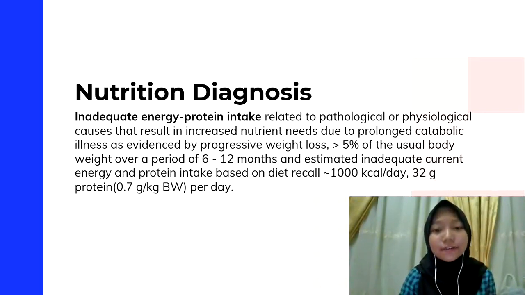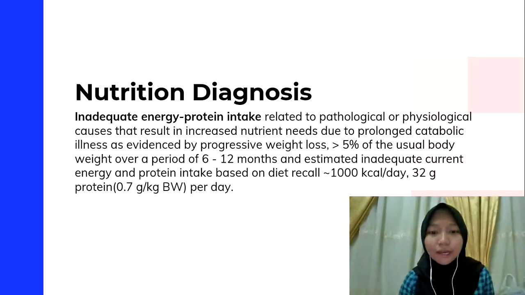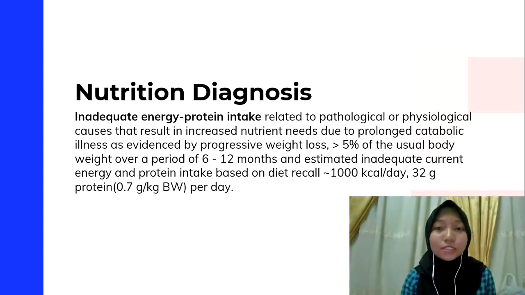And for the nutrition diagnosis, the patient has inadequate energy and protein intake related to pathological or physiological causes that result in increased nutrient needs due to prolonged catabolic illness, as evidenced by progressive weight loss, which is more than 5% of the usual weight over a period of 6 to 12 months, and estimated inadequate current energy intake and protein intake based on diet recall, which is 1000 kcal per day and 0.7 gram protein per kg body weight per day.